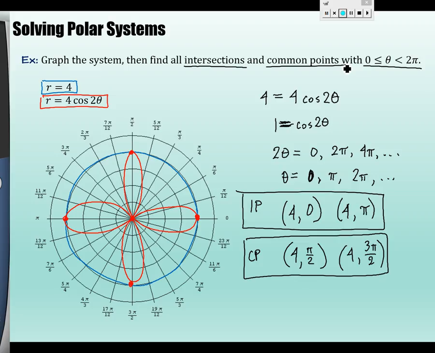Yeah, Shine? How are the common points different from the intersections? So common points are actually not solutions. Right?